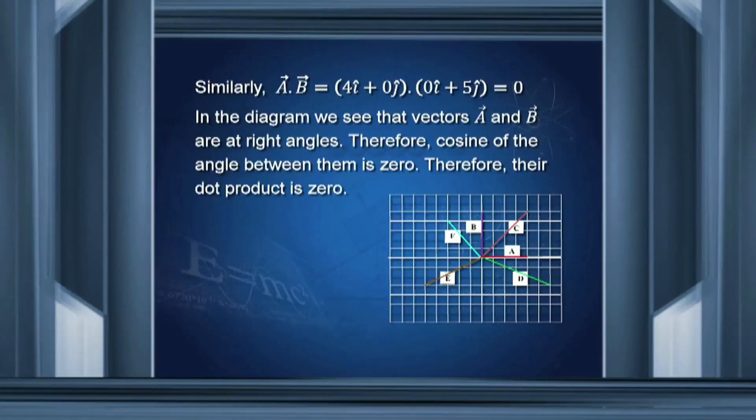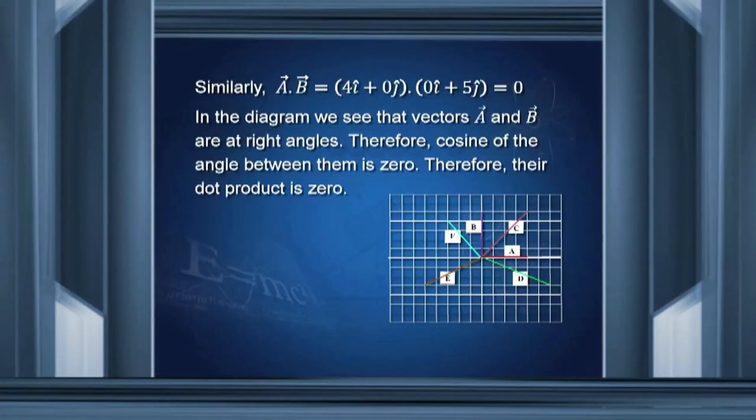Why is it equal to 0 in this case? In this diagram, we see the vectors A and B are at right angles. When the vectors are at right angles, you remember that the angle between them is 90 degrees and cosine of theta is equal to 0. And therefore, in this case, A dot B is equal to 0.